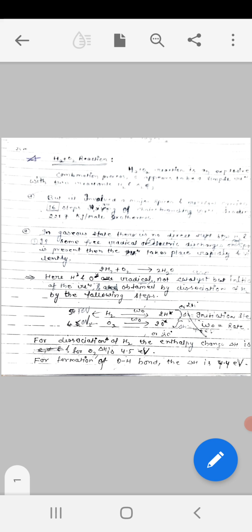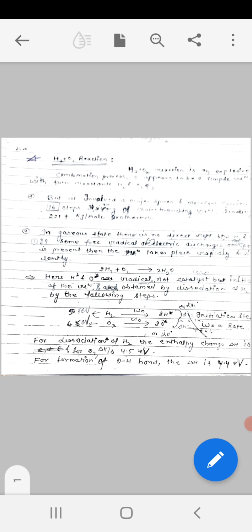In the gaseous state, there is no direct reaction between hydrogen and oxygen. If some free radical is present, or electric discharge or sparking is present, then the reaction takes place rapidly and violently. Two hydrogen molecules react with oxygen to form two water molecules.